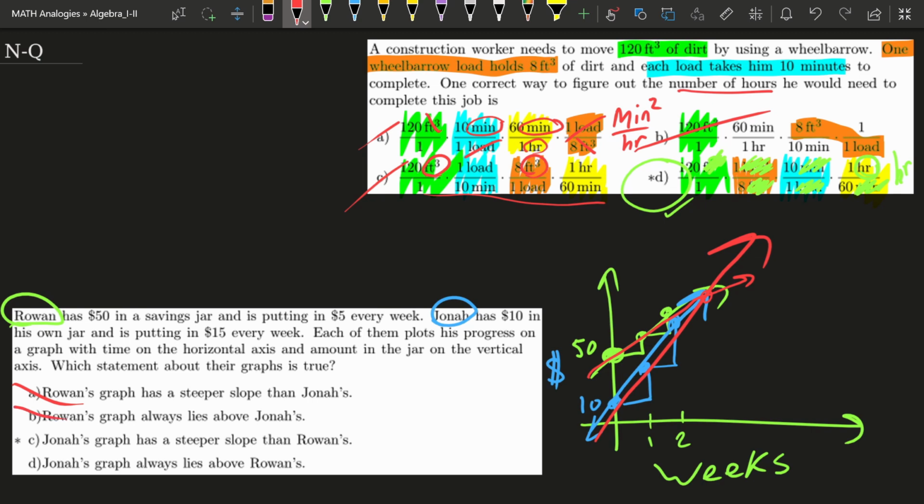How about choice D? Jonah's graph always lies above Rowan's. Definitely not. It starts out way low, and Rowan's is way above it. So that's going to leave choice C, which is indeed correct. Jonah's graph does have a steeper slope than Rowan's. That's it.